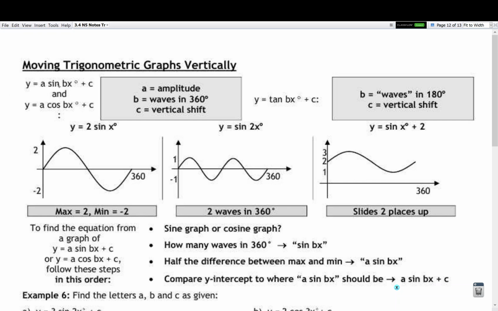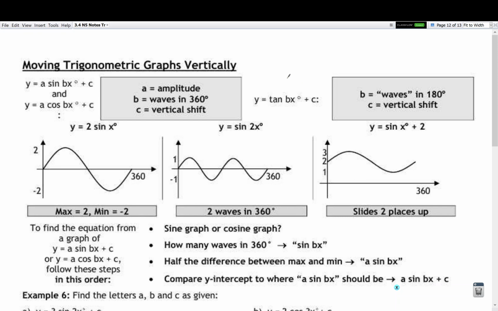So we should now be familiar with our sine and cosine graphs and understand what these letters A, B and C correlate to. Or A and B we've dealt with already. A being the amplitude, which affects the maximum and minimum values, how stretched it is. B being the number of waves in 360, and now we're looking at a plus C, which is, as it states here, a vertical shift. So it's just a number that's added or subtracted at the end.